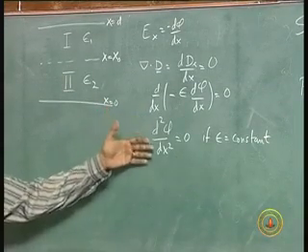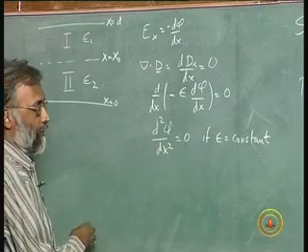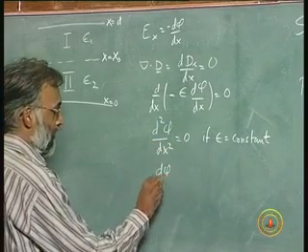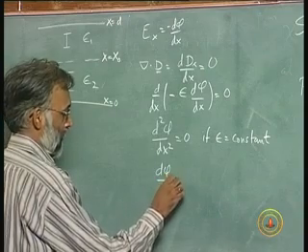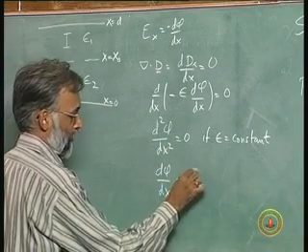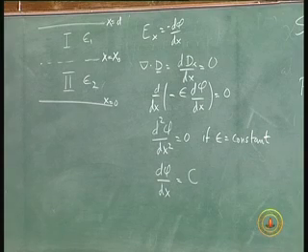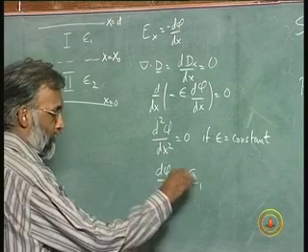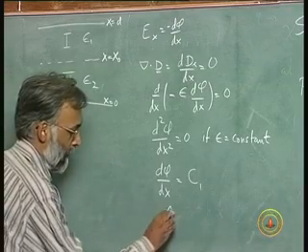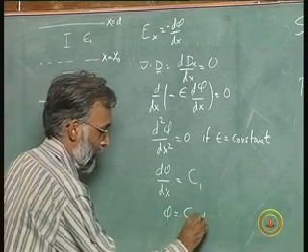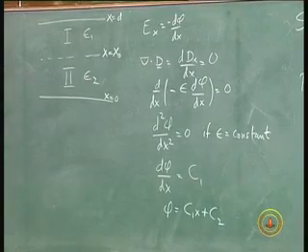D squared phi dx squared equals 0. The solution: I integrate both sides with respect to x, I get d phi dx is equal to some constant. Let me call it constant C1. I integrate again, I get phi equals C1x plus C2. So, phi is a straight line.